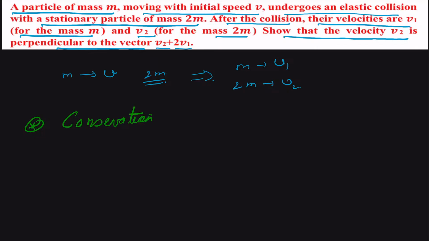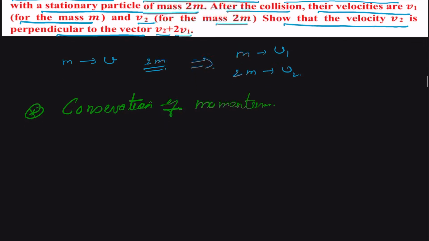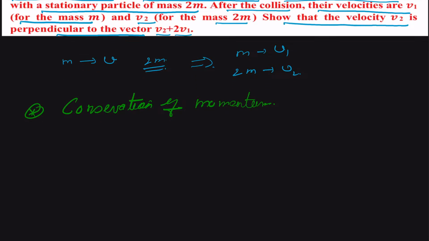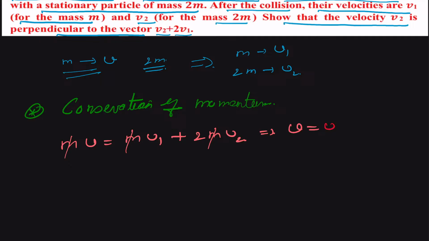So we have conservation of momentum. Initial momentum is only because of mass m, so that will be equal to m times v, and final momentum will be because of both the masses, that is m v1 plus twice m v2, and here m cancels out, so we get v is equal to v1 plus twice v2.